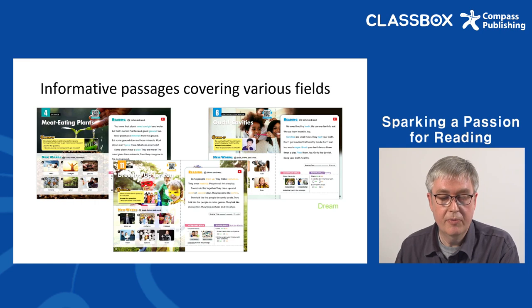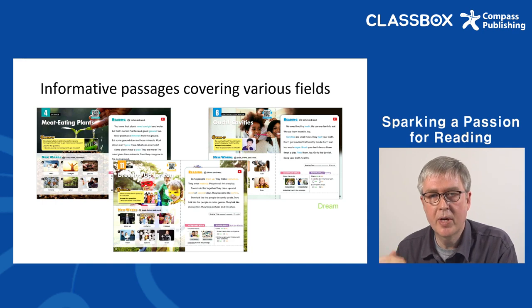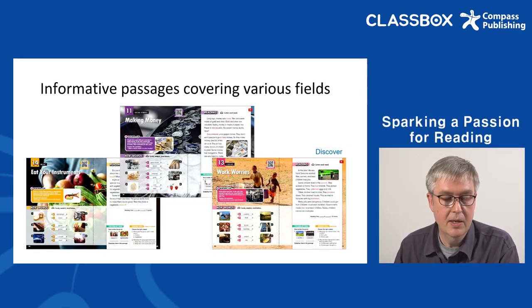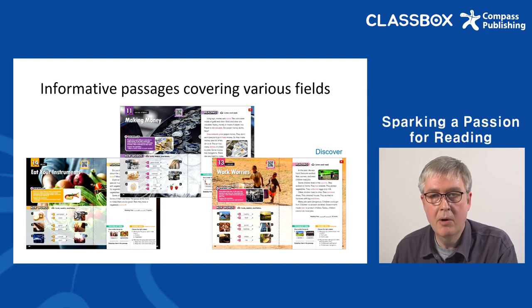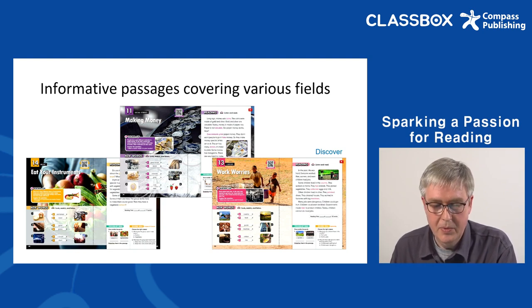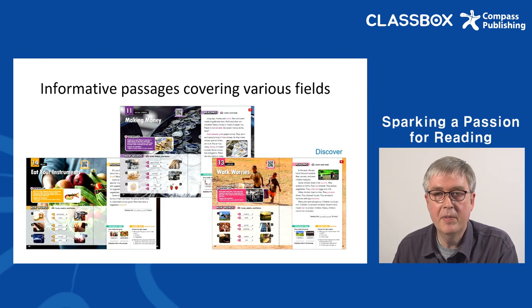So as I mentioned, we have lots of different informative passages covering lots of different fields. Just some examples from the Dream series: we have passages about meat-eating plants, dressing up, and cavities, very suitable for lower grades. From the Discover levels, we have things like making money, so they're learning about money and how money works. About work. About some fun things like making instruments out of vegetables. So this is the Discover level.